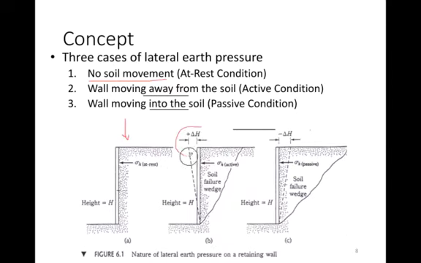So here's the wall moving away. That's called the active condition, actively moving. And then the third is the wall moving into the soil. You can see it's being pushed here into the soil, and that's called the passive. So once again, the three types are at rest, no movement; active, where the soil is pushing the wall away; and finally, passive, where the wall is being pushed into the soil. That can be from an anchor or a strut or something that's pushing the wall into the soil.